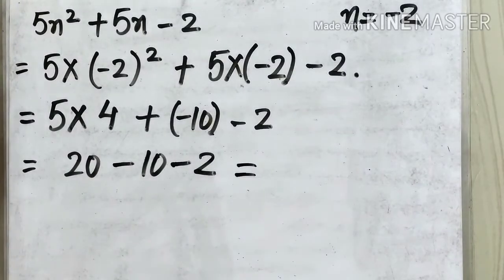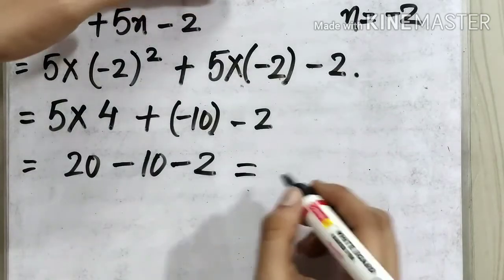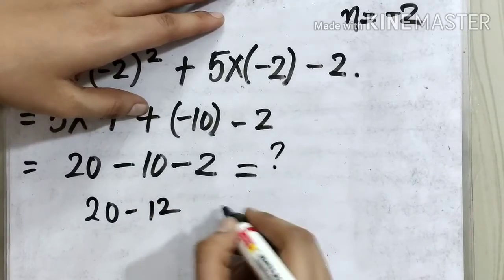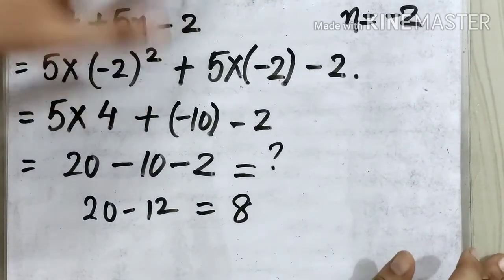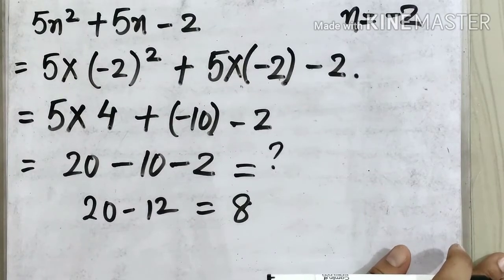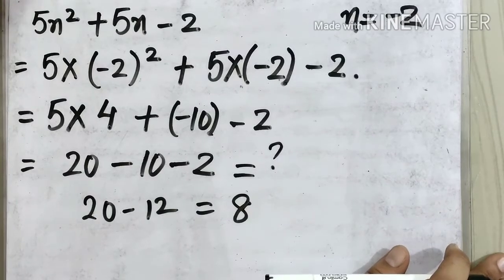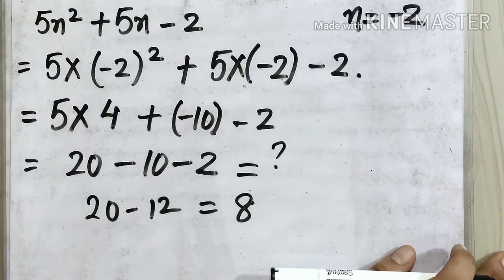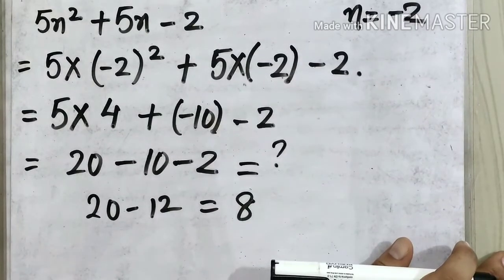So this will be equals to 20 minus 12, that is 8. So this is how you are going to find the values of expression when any value is given to us in the question. And sometimes it also happens when both a and b are given to us, the two values are given, you just have to put the values and solve the given expression.